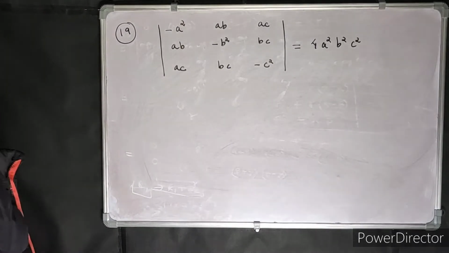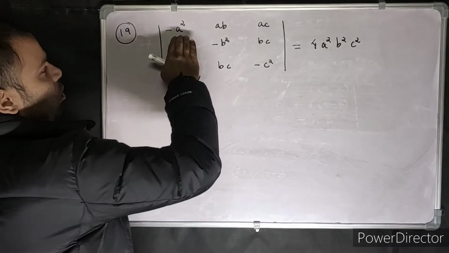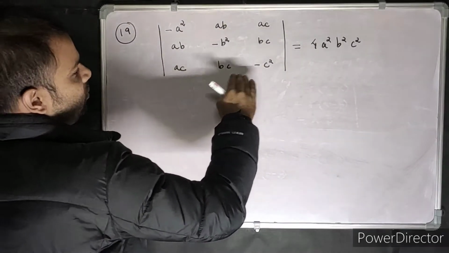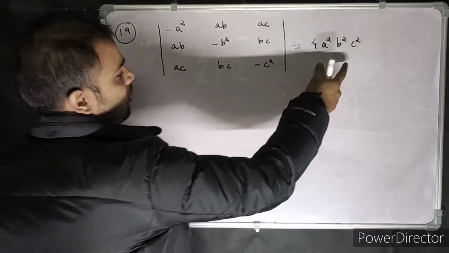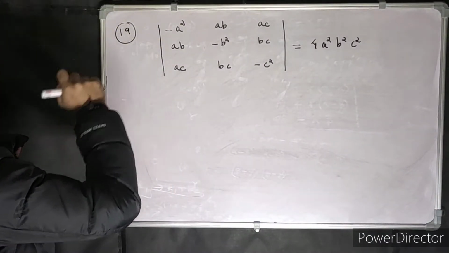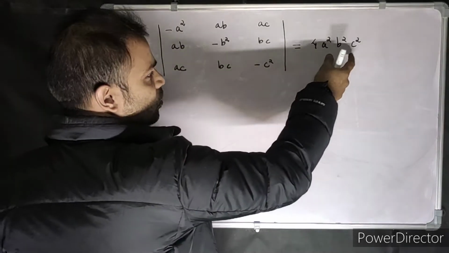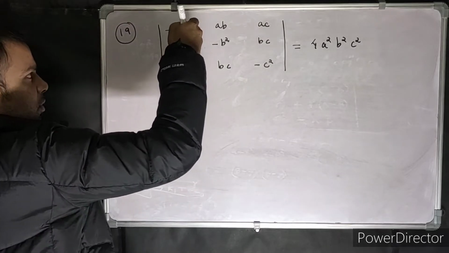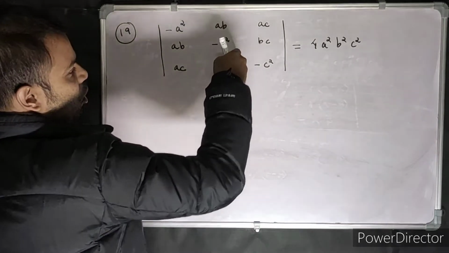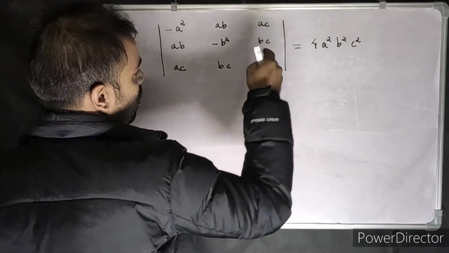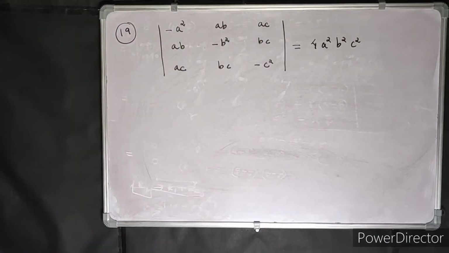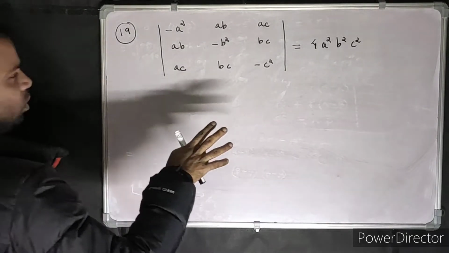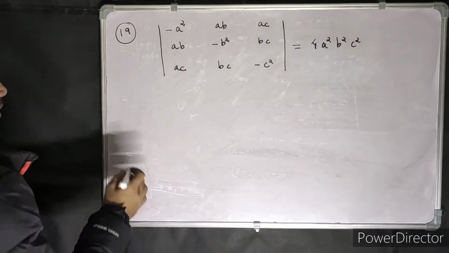From here, if we take out the A from the first row, the B from the second row, and the C from the third row, at least we are getting some part of it. We are getting A, B, C out. You can also take out A from column 1, B from column 2, and C from column 3. You can try that, and if you get the answer that way, that is your homework. But what I am going to do is take out from the rows.